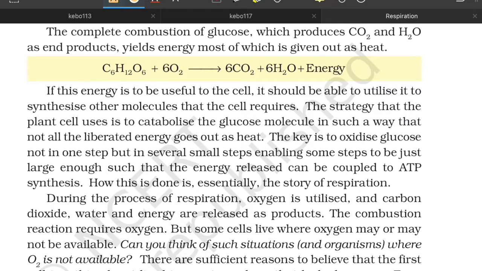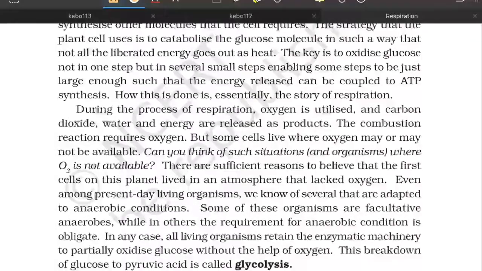The strategy that the plant uses is to catabolize the glucose molecule. Catabolize means break down the glucose molecule in such a way that not all of the energy is liberated as heat. The key is to oxidize glucose not in one step, but in several small steps, enabling some steps to be just large enough so that the energy released can be coupled to ATP synthesis. That is, the energy will be just enough for synthesizing an ATP. How this is done essentially is the story of respiration, which we're going to study now.